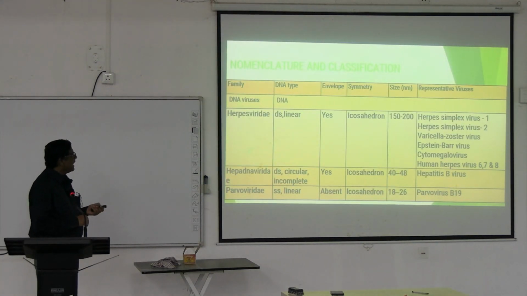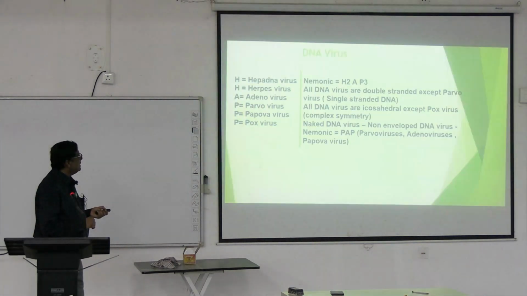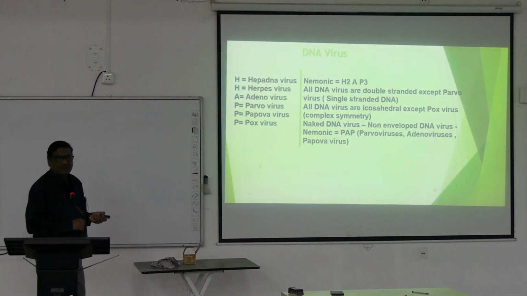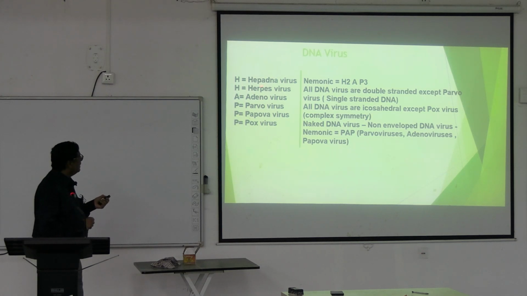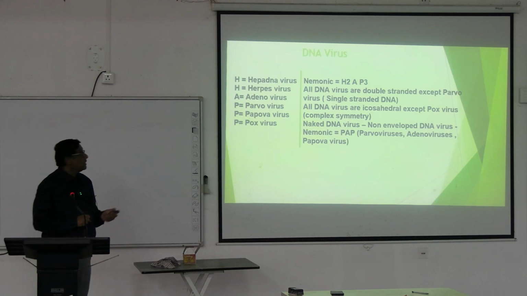This is the list of the herpes virus, the DNA viruses, and there is a huge list of RNA viruses. Please note this, how to remember. For the DNA viruses, the mnemonic is H2AP3. H2 means hepadnavirus and herpes virus. A for adenovirus, then parvovirus, papovavirus and pox virus. Parvo, papova, pox. So the code is H2AP3, but you have to decode it during examination time.